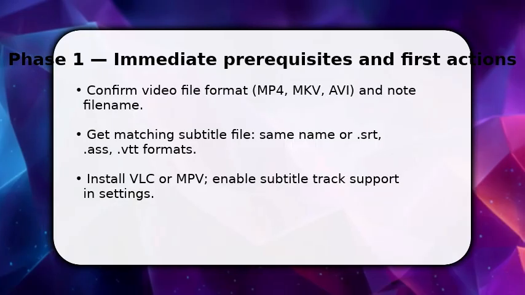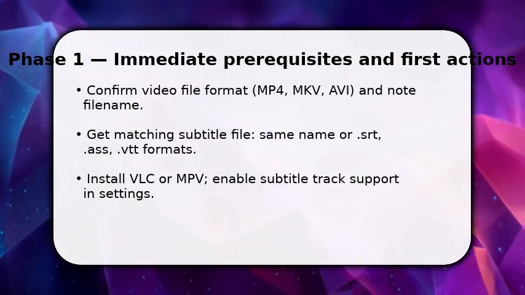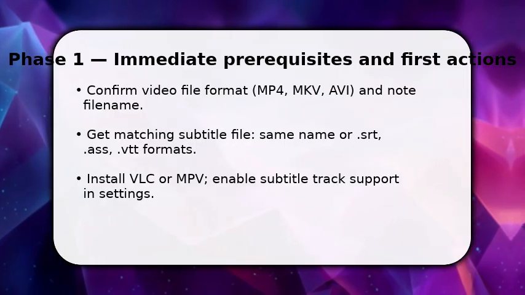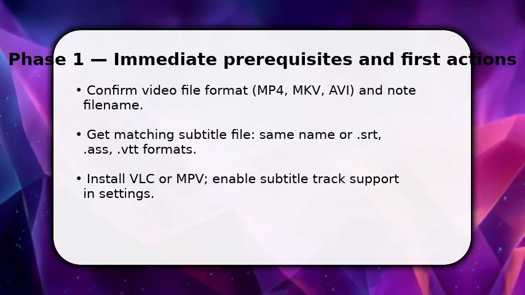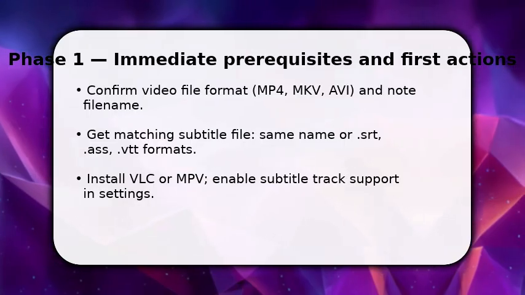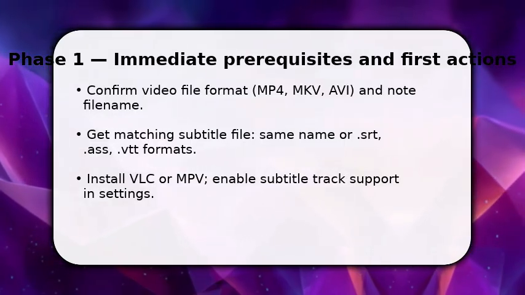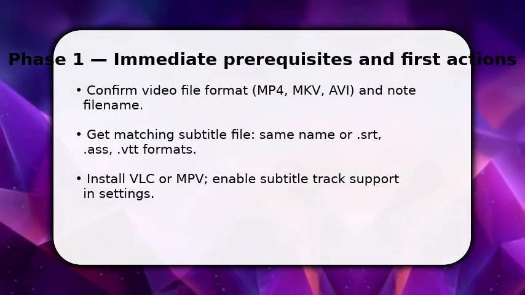You start by gathering the exact assets you need, the movie file and a matching subtitle file. Rename the SRT to match the video file name so the player auto-loads it. Install a capable player, VLC or MPV, because they handle formats and encodings reliably. Once done, set default subtitle encoding to UTF-8 and choose your preferred font size.